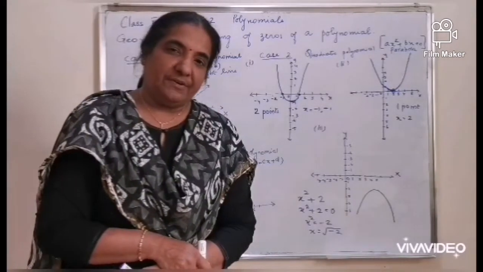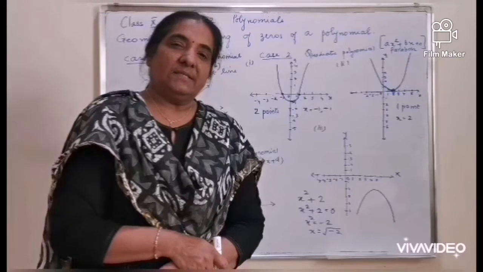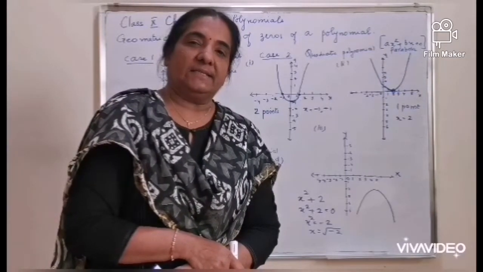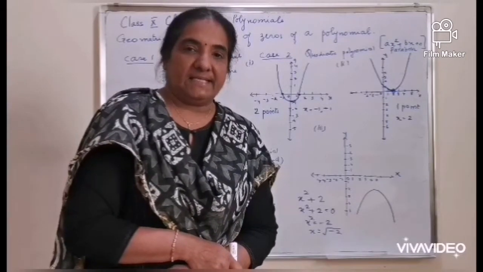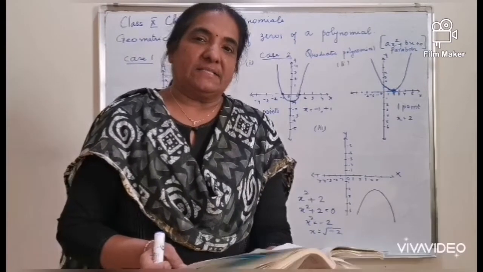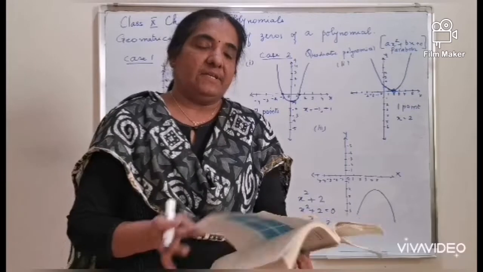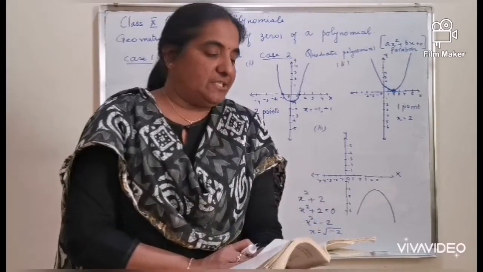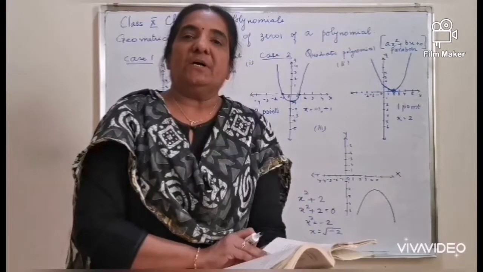Thus, in general, the zeros of a polynomial are those values of the x-coordinate where the points meet the x-axis. Similar questions can be practiced from example 1 of page number 27 and exercise 2.1, page number 28, exercise 2.1 question number 1.